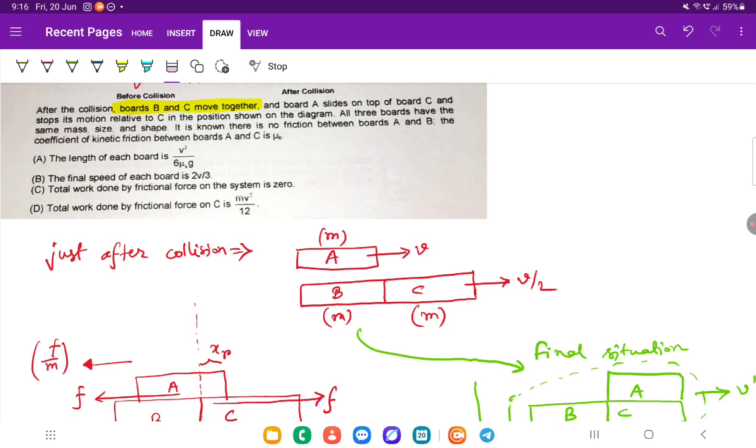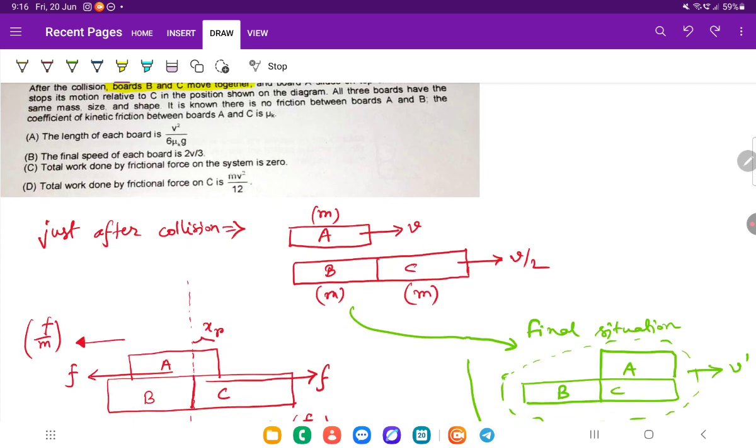So as there is no friction between B and A, the velocity of A will remain the same after collision. Just to make you understand that there was no force which can alter the velocity of A, I have drawn B and C together and A separately, right? I mean, I have shown a gap here, but there is no gap in reality. A is on B, right? It is in contact with B. So this is my figure just after collision.